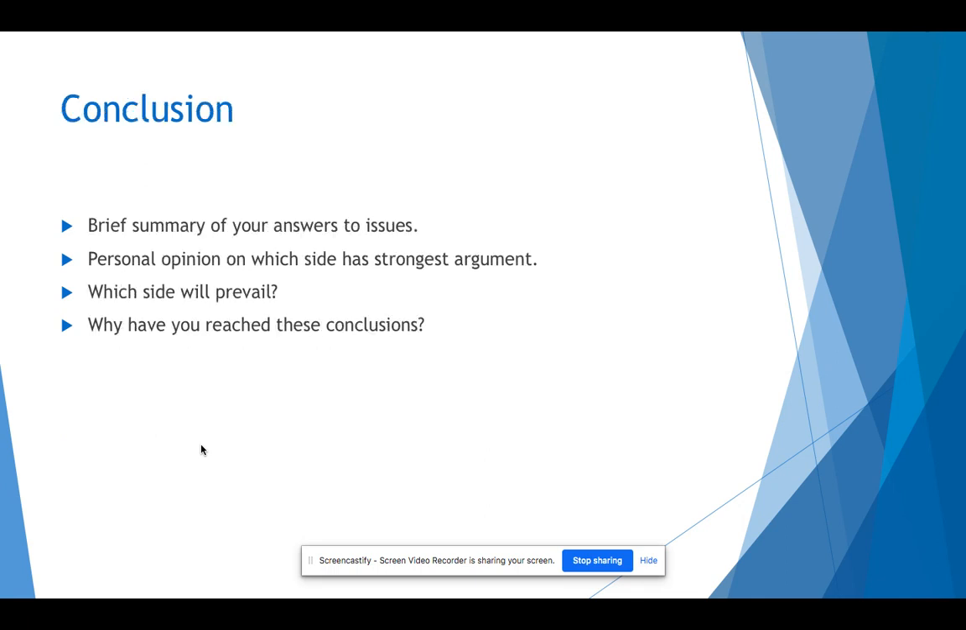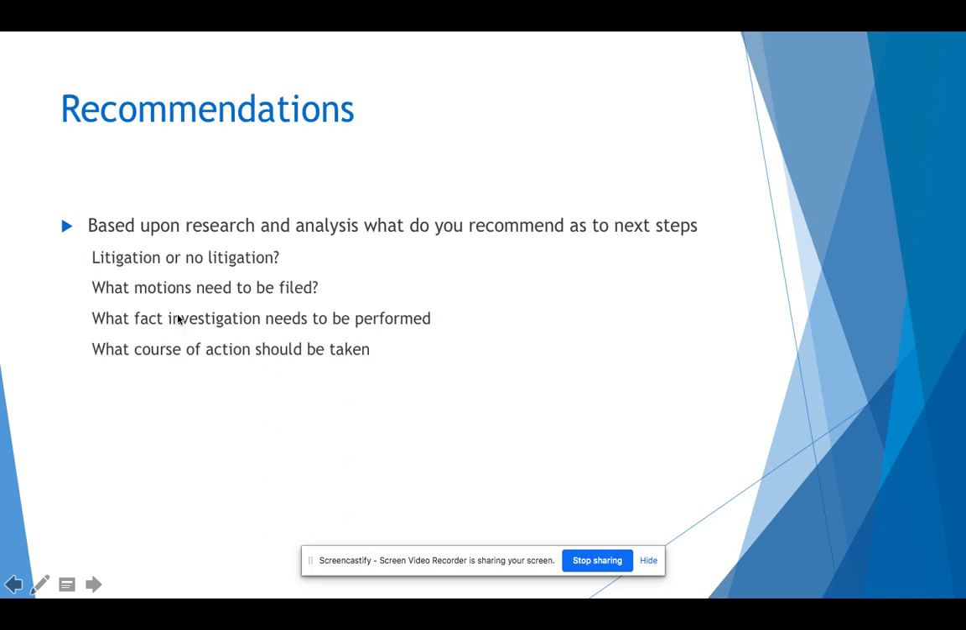Then a conclusion: brief answers, a summary of your answers to the issues. State them again, even though you might have stated them in the analysis and in the summary of issues and conclusions. Summarize them again, and then give your personal opinion on which side has the strongest argument and why you've reached those conclusions.